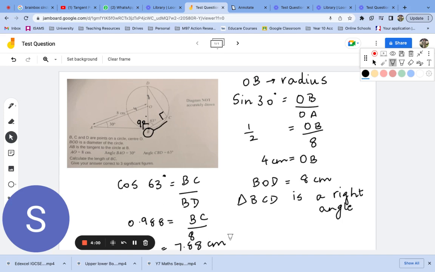The two important circle theorems here are: one, the tangent and the radius from that point make a 90 degree angle. They're always perpendicular. The second one is the angle in a semicircle. The angle in a semicircle is always 90 degrees. So please remember this.